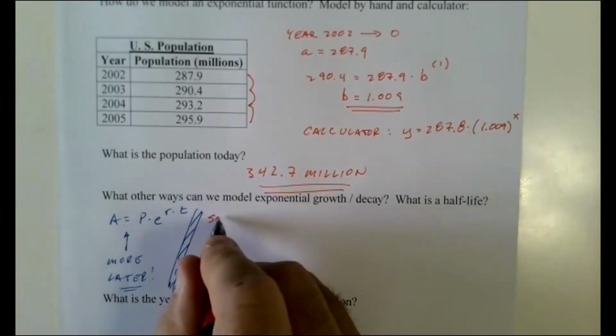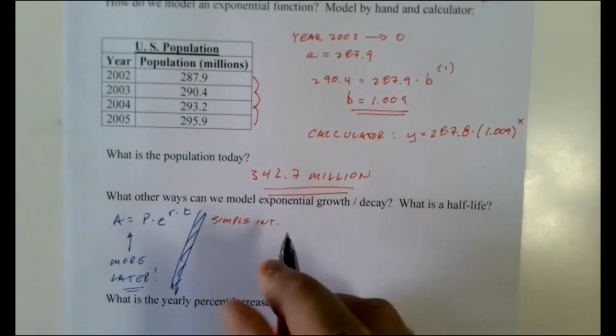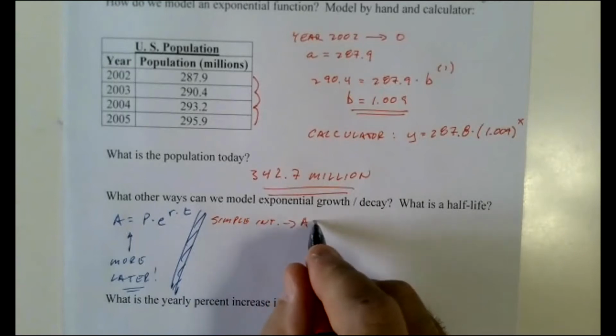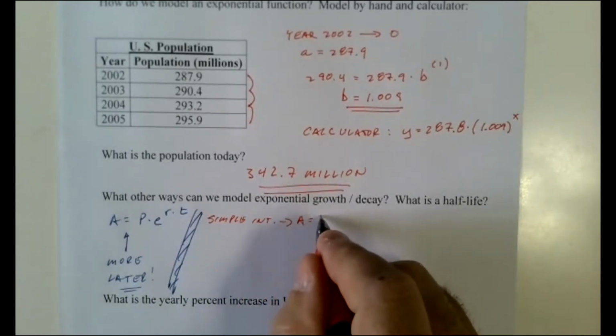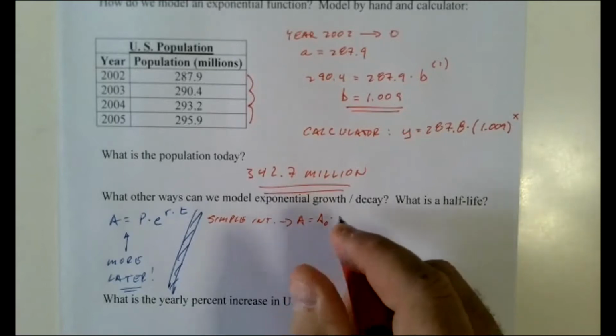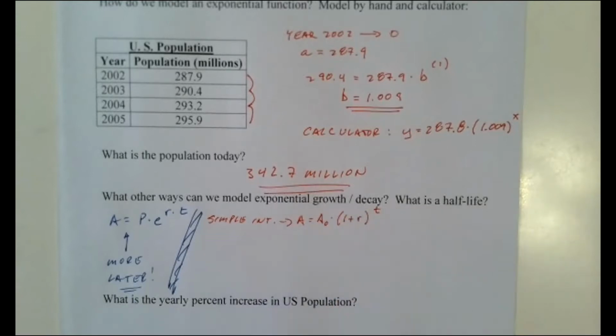You can calculate simple interest with how much you have is your original amount times 1 plus r to the t.